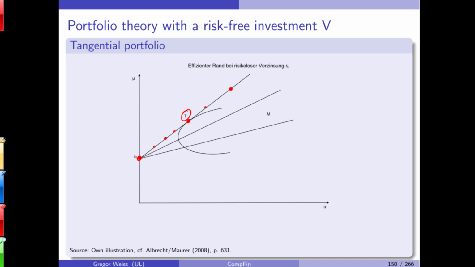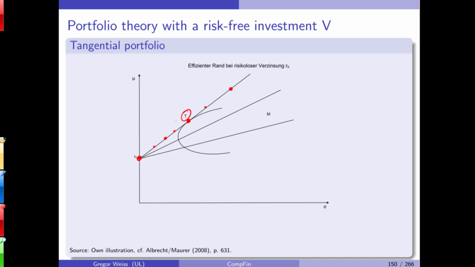Active portfolio management means you're trying to pick those stocks that are currently underperforming and isolate those stocks with which you can earn money, and you can try to beat the market. Passive portfolio management, in contrast, does not try to beat the market. You simply try to track an index, and this is the theoretical foundation for it.